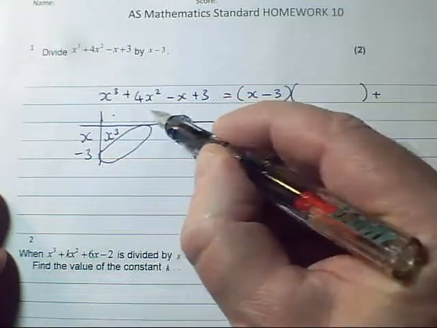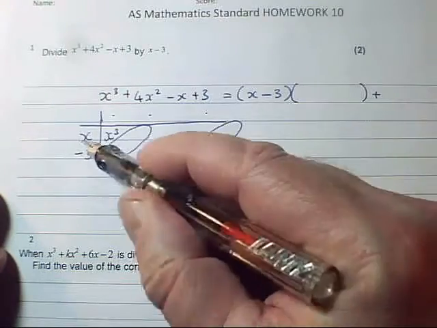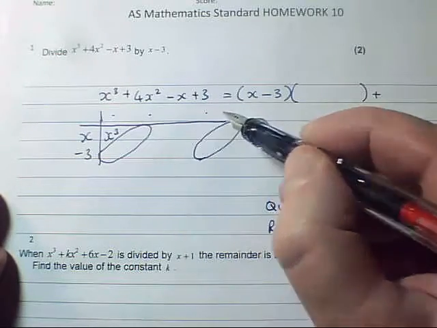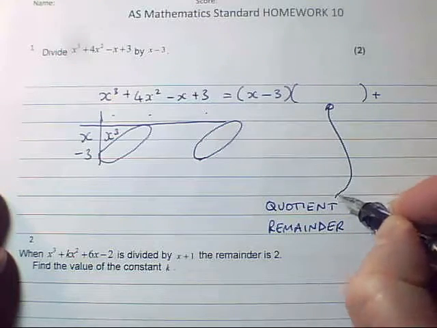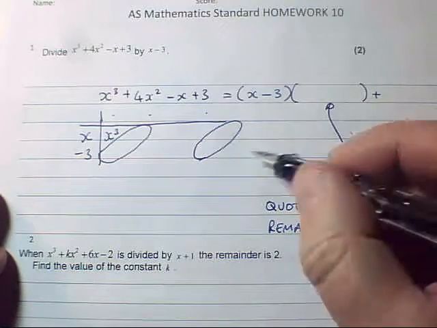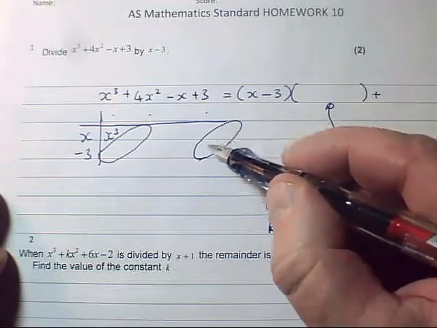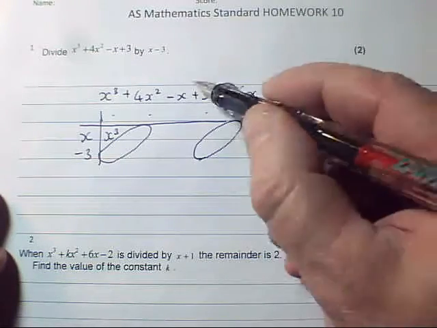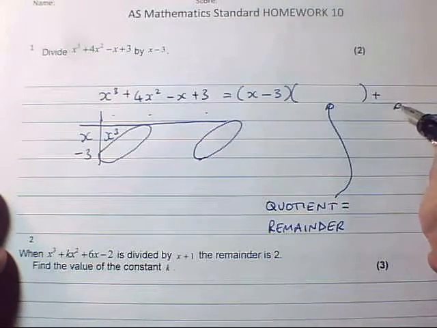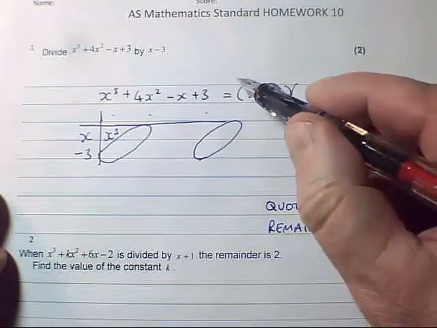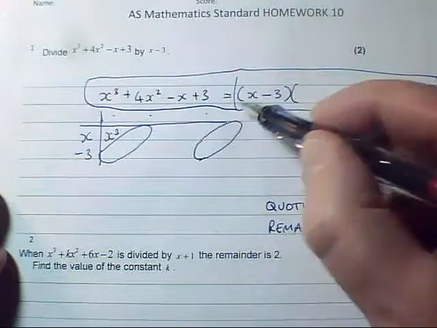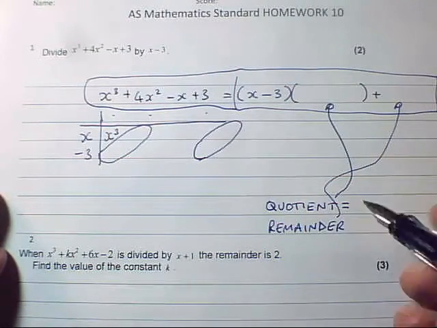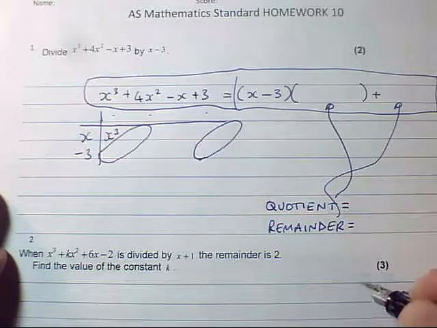So the terms that you need to multiply the x minus 3 by, in other words, the terms along the top of your grid, are the contents of that bracket. And that's what you can say equals the quotient, and then the number that you have left over here that needs to be combined with the one from the grid to make the plus 3 is your remainder. And it's nice if you give this as your answer, this whole line here, together with saying what the quotient and the remainder are separately.